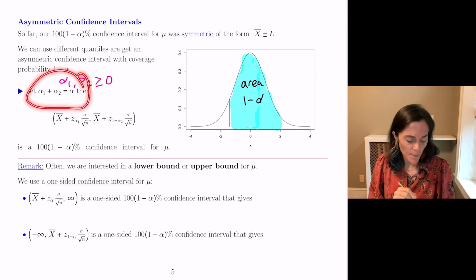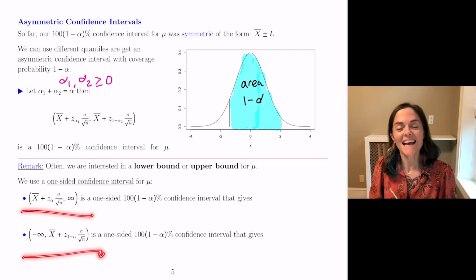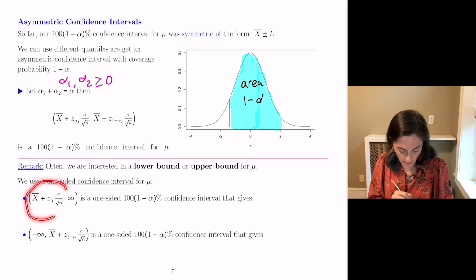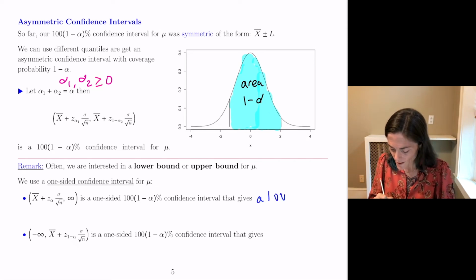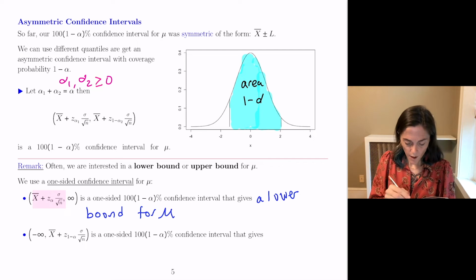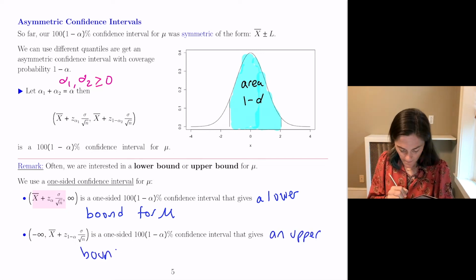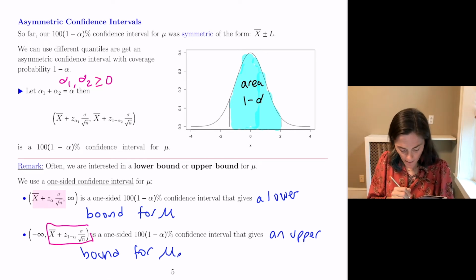So here in this setup, either alpha 1 or alpha 2 would be 0. So here are the two one-sided confidence intervals for the mean mu. Now in this one, you notice this number here will be our lower bound. So this confidence interval gives a lower bound for the population mean mu. In fact, the lower bound is this number right here. And similarly, if we go from minus infinity up to this number, this confidence interval gives an upper bound for the population mean mu. And the upper bound is exactly right here.